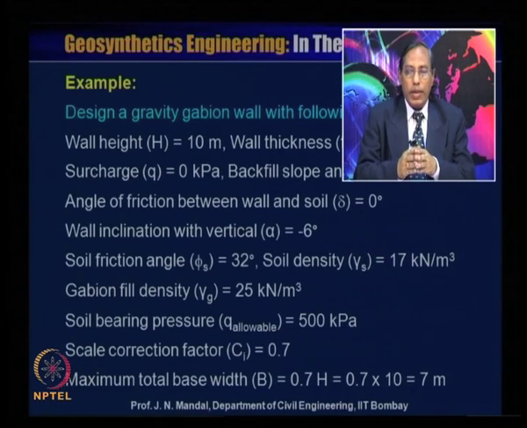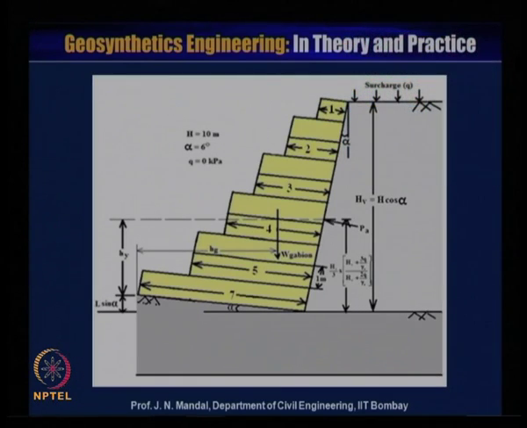Soil bearing pressure Q allowable is 500 kilopascal, the scale correction factor Ci is equal to 0.7, and the maximum total base width B is equal to 0.7 H. As the height of the wall is 10, that means 0.7 into 10 is equal to 7 meter. So the base width will be about 7 meter. So this is the data given for the design of the gravity retaining wall.